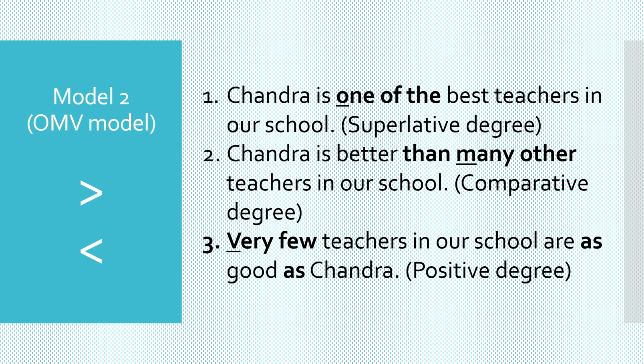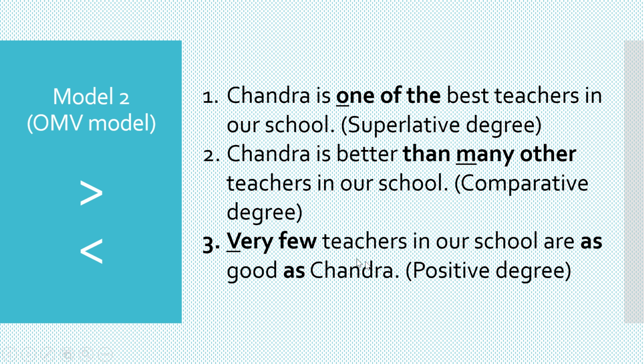For example, Chandra is one of the best teachers in our school. That same meaning is conveyed in comparative degree like this: Chandra is better than many other teachers in our school. So "one of the best" means there are many best teachers and she is one. Similarly, "better than many other": when you compare it and convey the same meaning, you should say she is better than many other teachers in the world.